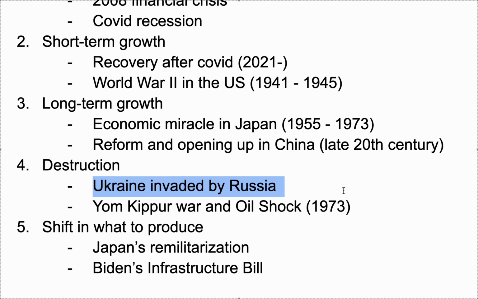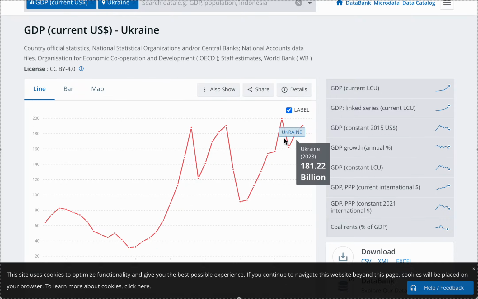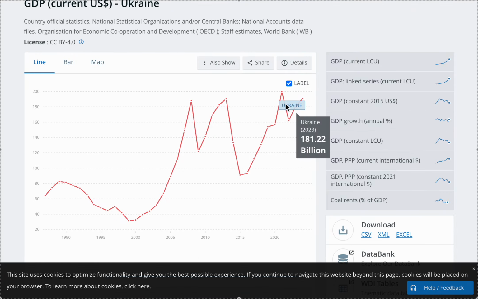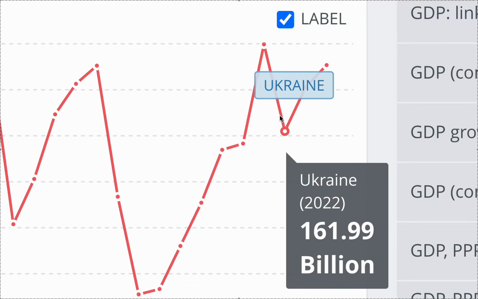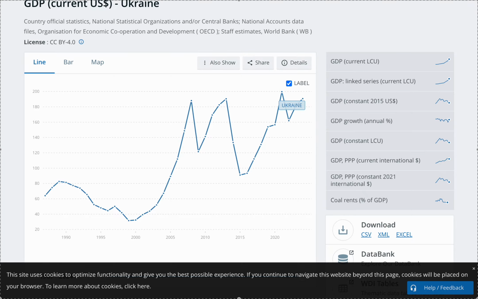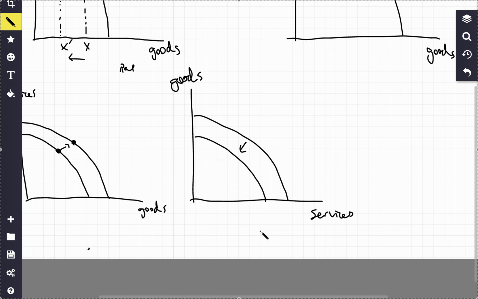The Ukrainian economy: economic activity shrank after Russia invaded. Currently, GDP growth in Ukraine is apparently positive, but when it was invaded in 2022, I believe 2022, right? Yeah. So we see the shrink. Economic activity, economic product, GDP was 199 billion in 2021, but in 2022 it was 161.